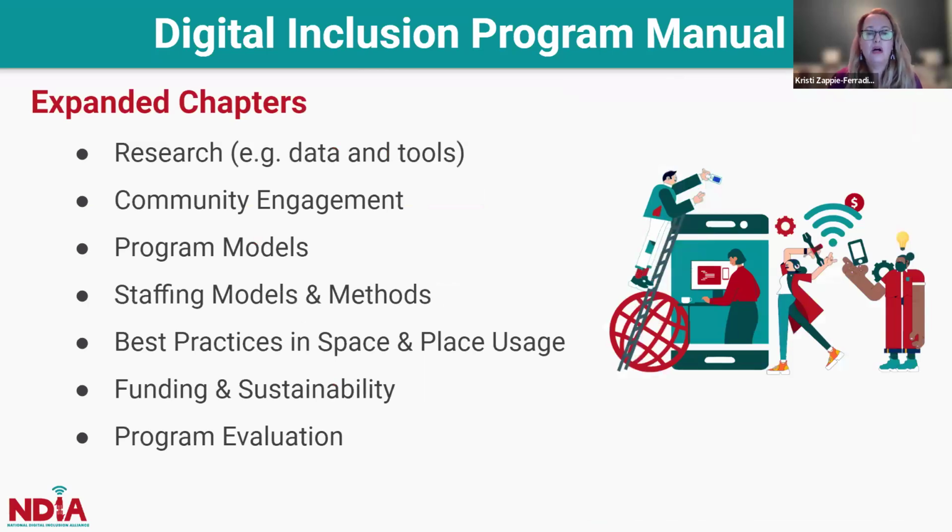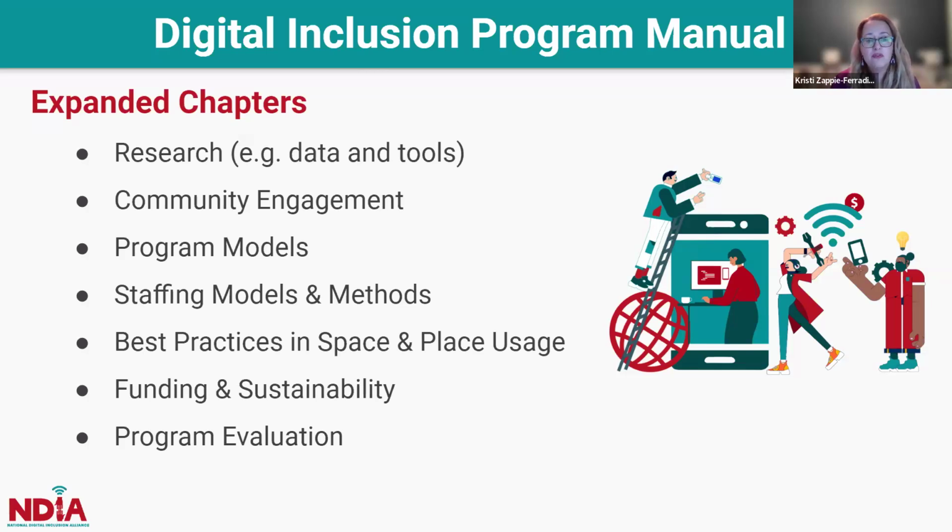I want to highlight a couple of new materials that are in this manual. This is the third iteration of the Digital Inclusion Program Manual. It comes in a couple of different names, but in this new version, we have expanded chapters on research. So what should data collection look like? What are some tools that are available to you? What does community engagement look like? What are some best practices to fully engage and bring your community members to the table? And what are some lessons that we've learned over the past 10, 15 years?